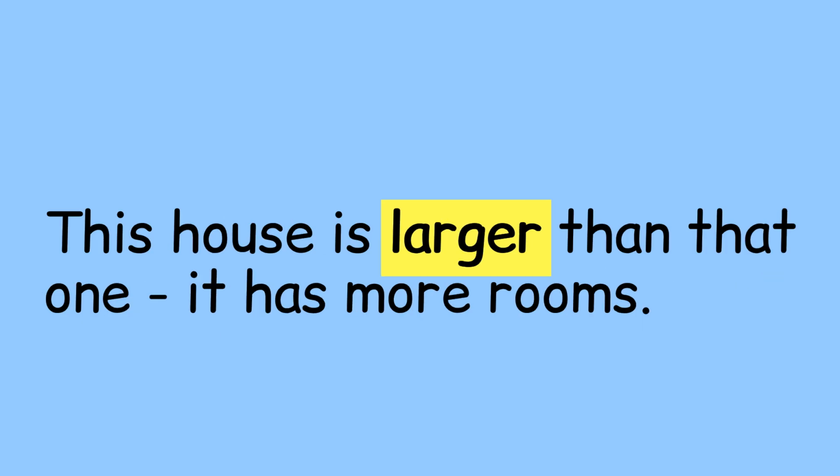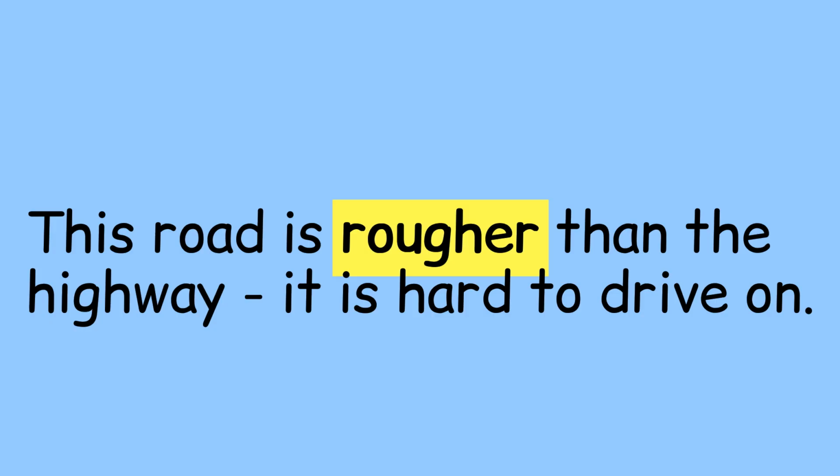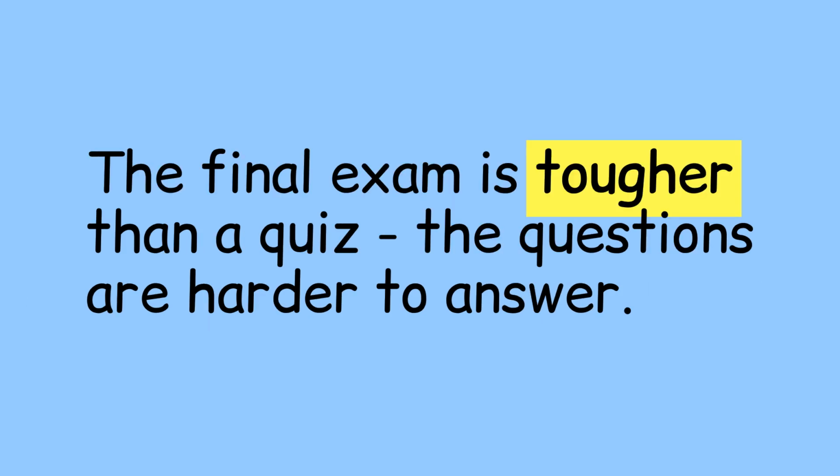This house is larger than that one. It has more rooms. A used car is cheaper than a new one. It costs less. This road is rougher than the highway. It is hard to drive on. The final exam is tougher than a quiz. The questions are harder to answer.